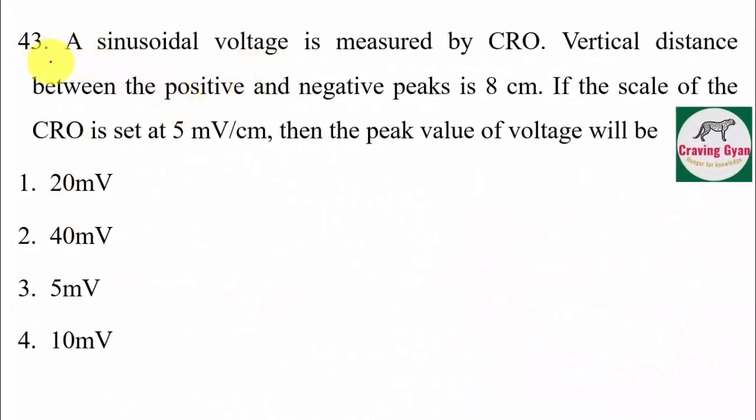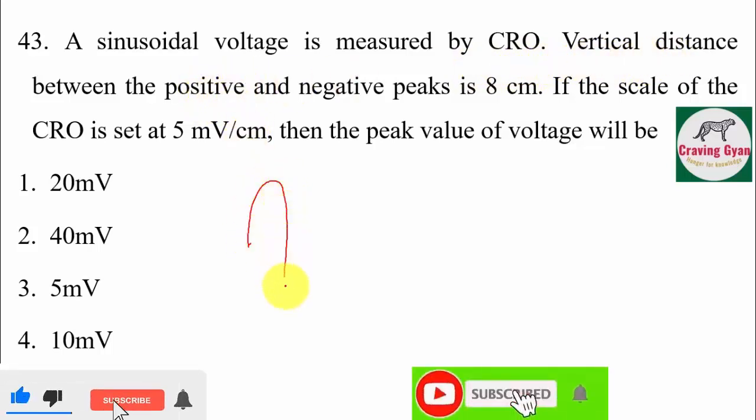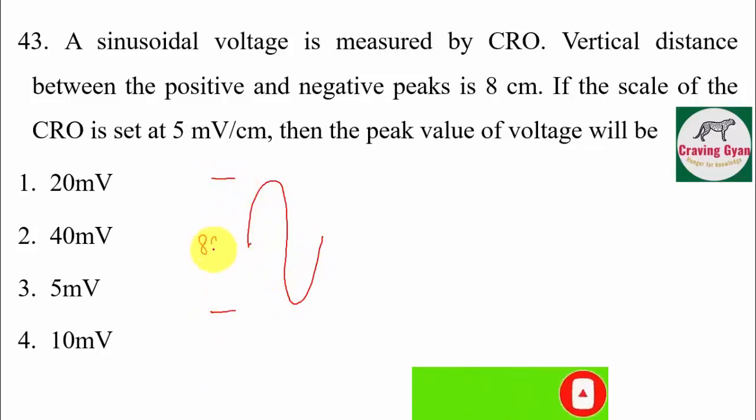In my previous video we discussed this question. This question is a part of electronic transducers. What they have given is a sinusoidal voltage measured by a CRO. The vertical distance between the positive peak and negative peak corresponds to 8 centimeter.